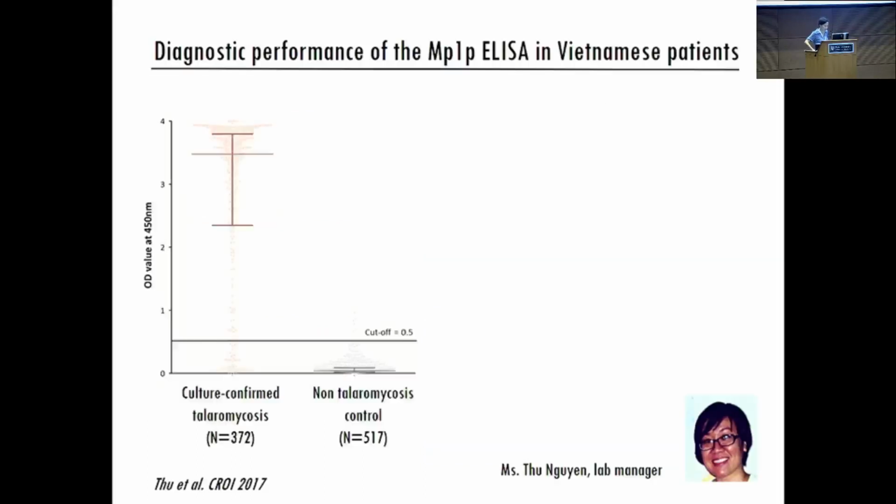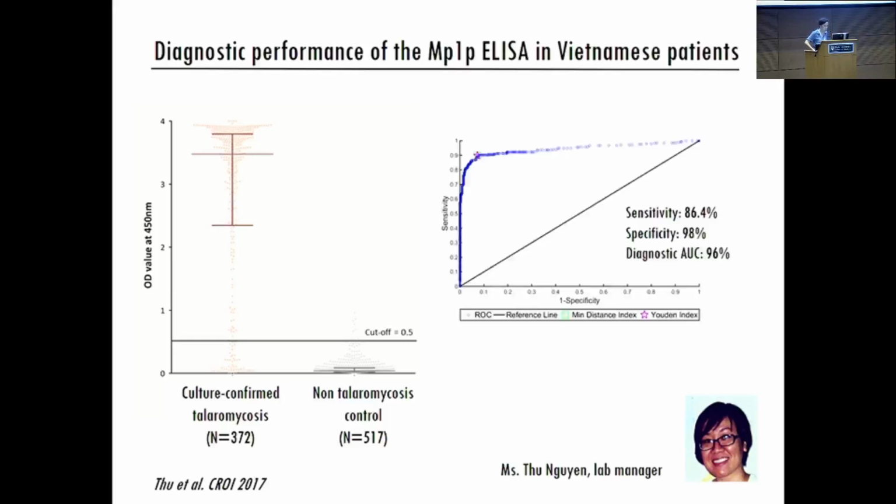So what we did was we validated this assay using our cohort. As you see in this graph, the cases are almost 380 patients with culture-confirmed disease, and controls are people who we are absolutely certain don't have the disease, including healthy people and people with a spectrum of other infections. And as you can see, the assay performed very well.